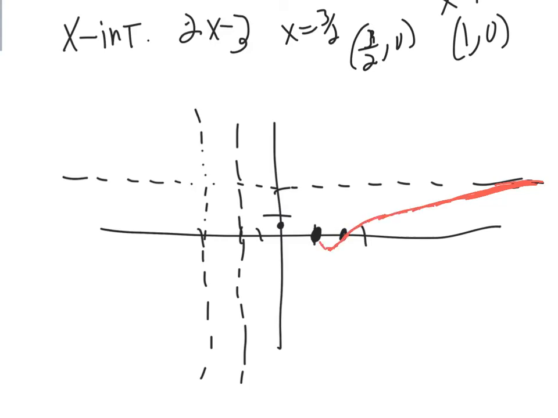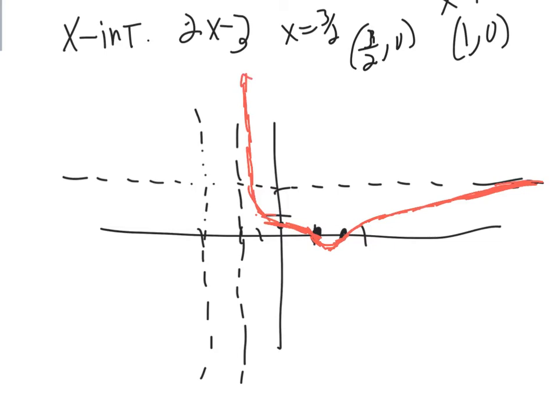It has to turn around and cross through it again there. It's got to cross through the y-intercept. Here, I'm going to flatten those out a little bit. And then it can't cross that vertical asymptote, so it's got to head up in this direction.